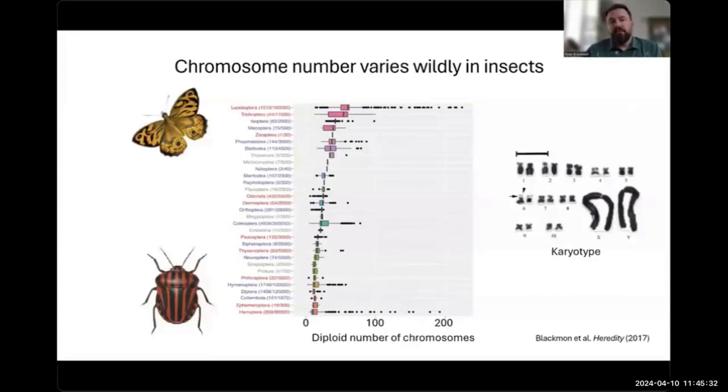As many people here probably know, chromosome number varies pretty wildly in insects. In some groups, like flies, there are just a few chromosomes. But in other groups, like butterflies, there can be over 100 chromosomes. There's a wide range in the total number of chromosomes and the karyotype across lots of different insects.